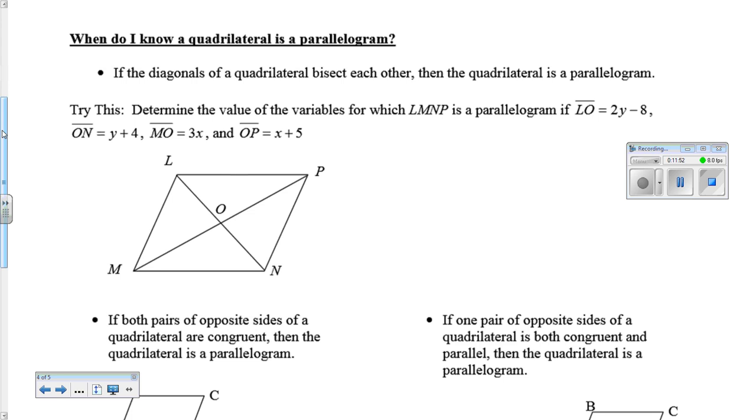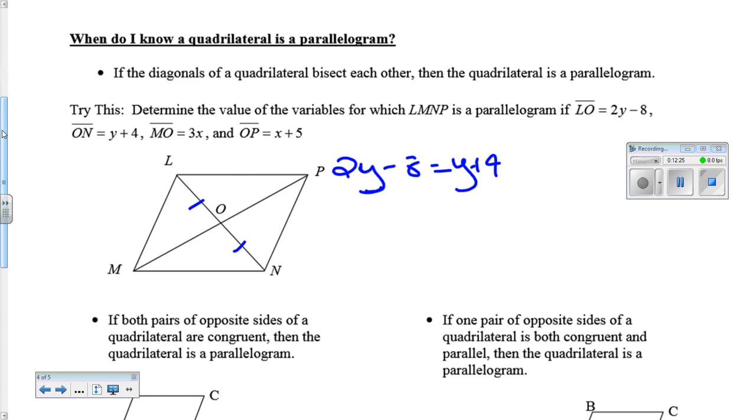It says determine the value of the variables for which LMNP is a parallelogram. If LO equals that, ON equals that, find me the variables. Well, we're going to do this one together, we know that the diagonals have to bisect each other. So what we're going to say is we're going to put LO equal to ON and solve for y. We're finding out what number for y is going to make those two indeed equal to each other, which will make it a parallelogram.